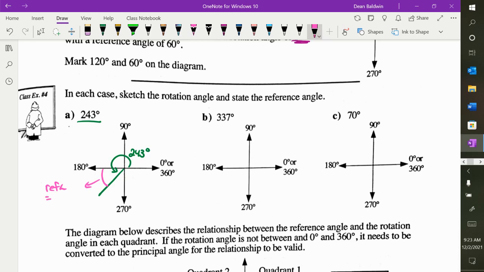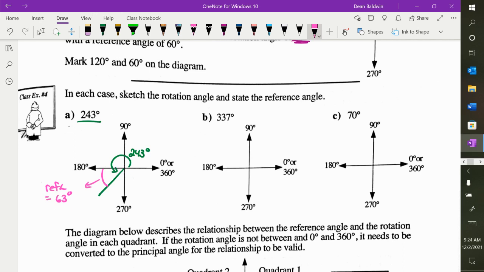What is the reference angle there? 63. Does that make sense? It's 180 to here, and you have to get to 243, so you go 63 more degrees. Why do we pick that side? It's always to the x-axis. That's the definition. Minus 180, yeah.